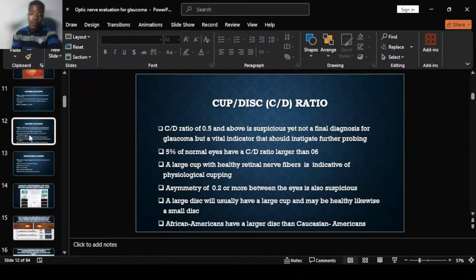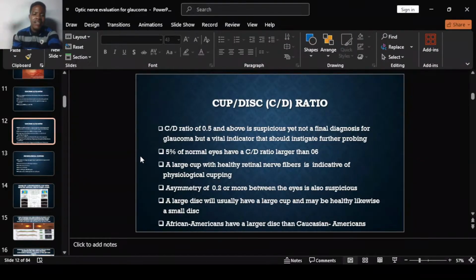So a CD ratio of 0.5 and above is suspicious, yet not a final diagnosis for glaucoma, but a vital indicator that should instigate further investigation. I've said it before: every time we see a large cup, we do not just diagnose it as glaucoma. We want to probe, why is this cup large? It could be physiological or something could be going on there, but we cannot tell until we send for a result. Medical practice is evidence-based, so we do not just assume that a large cup is tantamount to glaucoma. No, we want to question why it is so.